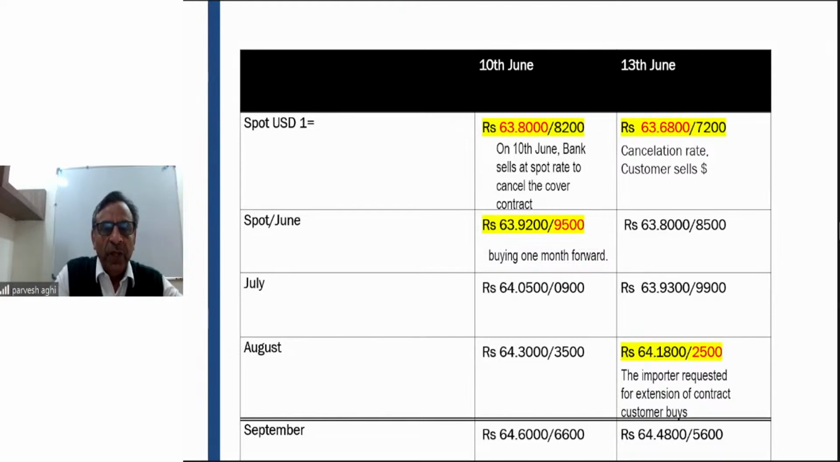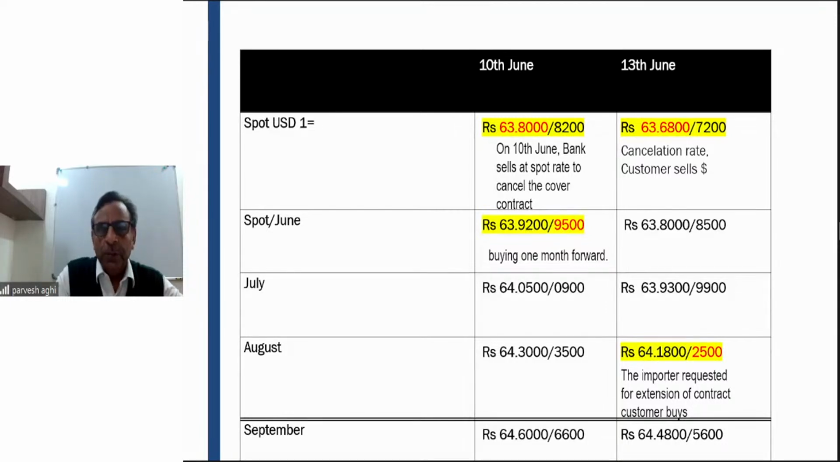So then they buy 1 month forward. This they did on their own account, assuming that some customer will come, or you may come and book a 1 month forward contract. So they have already done this. So they buy at 64.00, which is the ask rate, and they sell at 63.80.